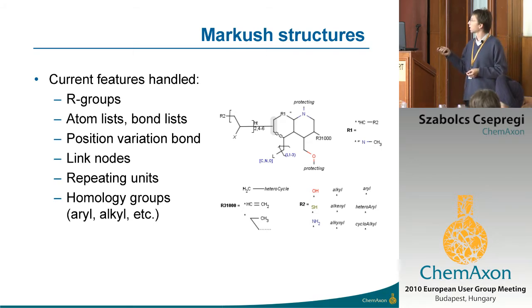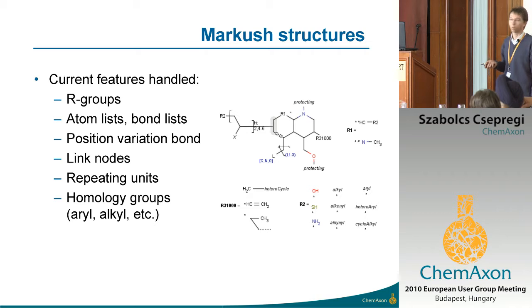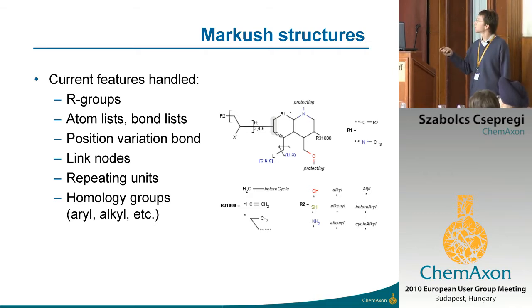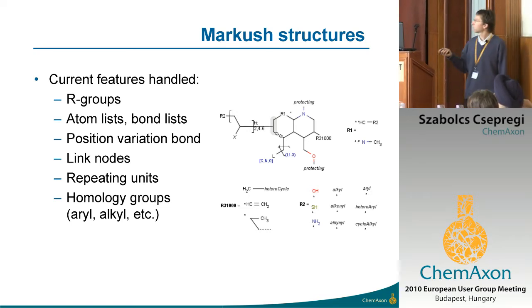We have bond lists as well, like here. It means that it is either a single or a double bond. We have a position variation bond, which is like this one. This bond can attach to either of these two positions. We also have link nodes, like this one. It means that it may be a longer chain. This carbon CH2 atom can repeat 1 to 3 times.